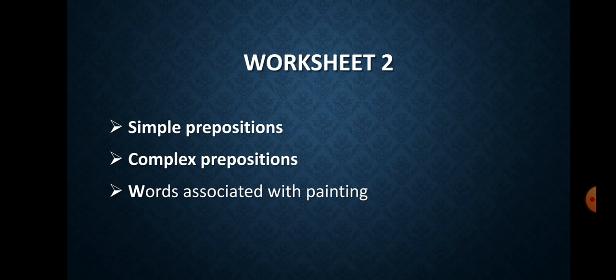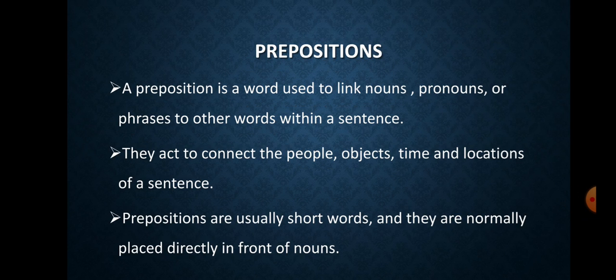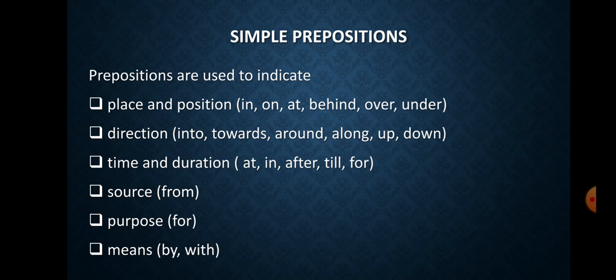In this worksheet 2, we are going to discuss simple prepositions, complex prepositions, and words associated with painting. What is a preposition? A preposition is a word used to link nouns, pronouns or phrases to other words within a sentence. Usually these prepositions will be placed in front of nouns. They connect the people, objects, time and locations of a sentence. That is the very purpose of a preposition.